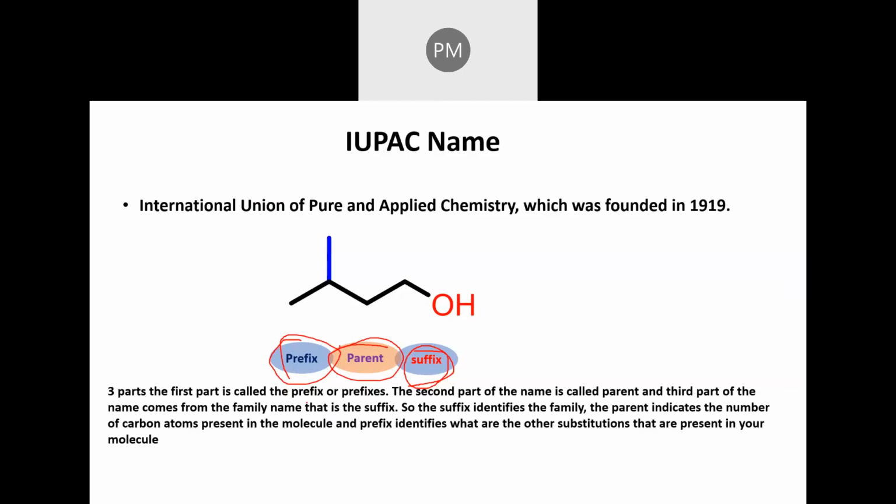So there will be three parts in every molecule when we have to give the IUPAC name of any molecule. Those three parts will be prefixes, parent and suffix. The suffix will be identified. So for this molecule, which is the suffix? It will be alcohol.